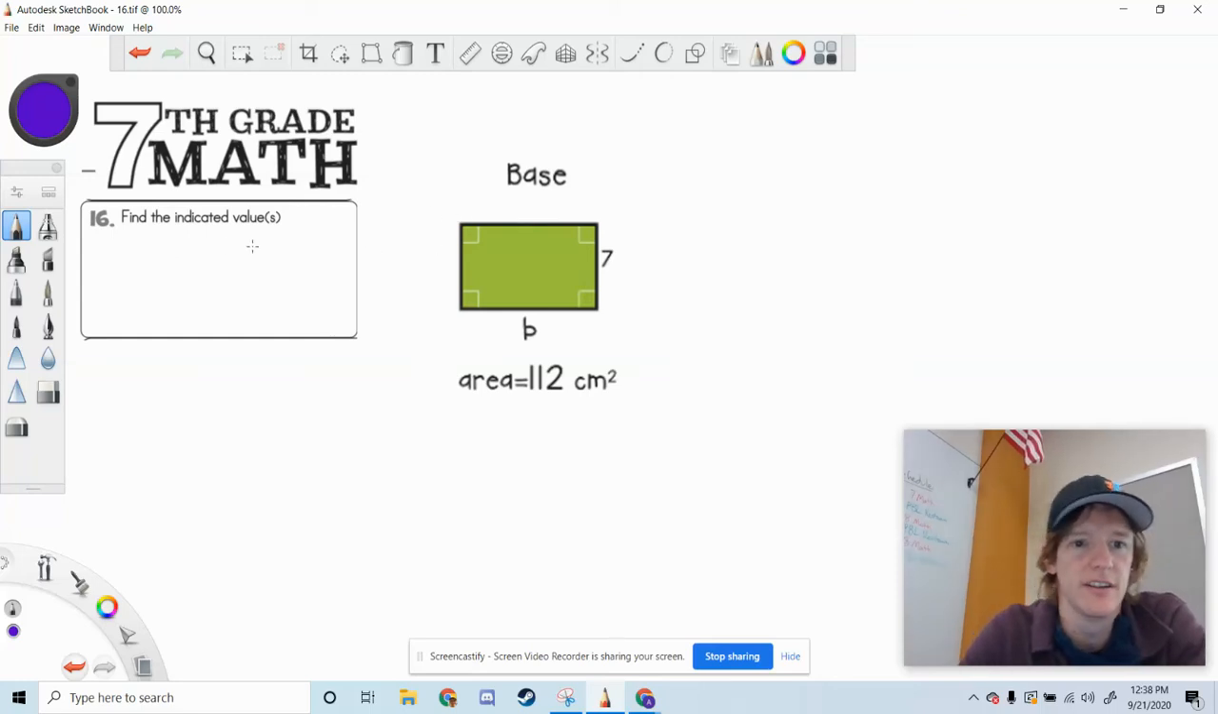Number 16, find the indicated value. We need to find the base, which is right here, base, B. They give us the area. We have a rectangle.